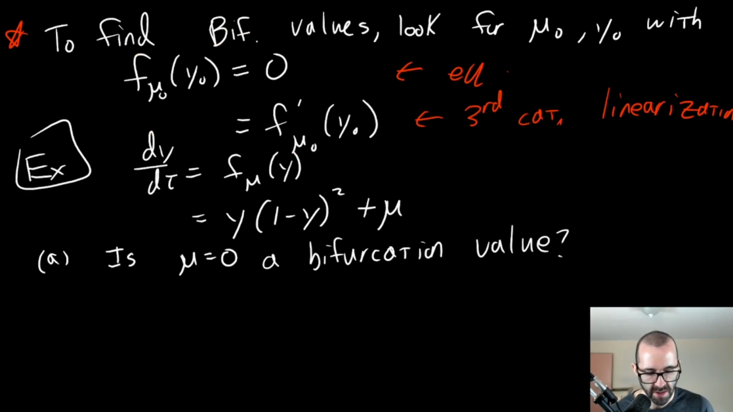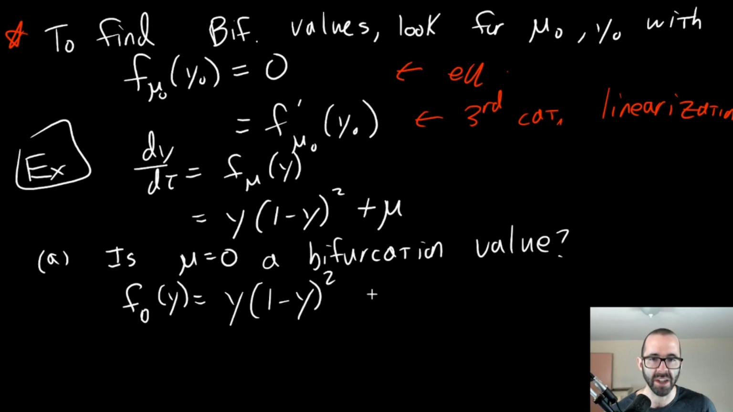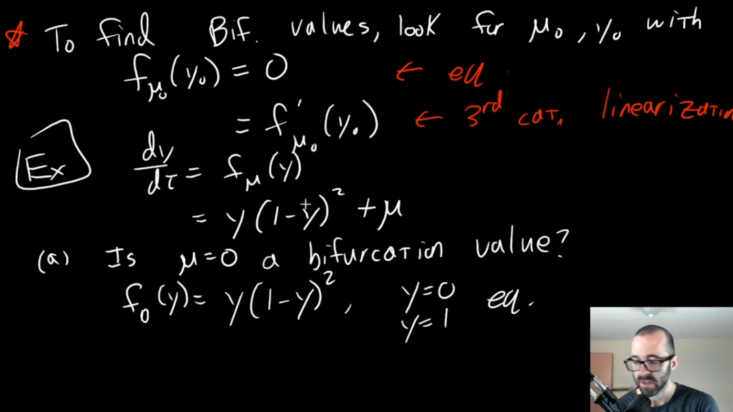So let's check. What are the equilibria at mu equals 0? Well, mu is 0, so it's specifically going to be f_0(y), which is a very nice equation. We can find the equilibria here, no problem. So the equilibria are y equals 0 and y equals 1. Now let's check that second condition. Is f prime evaluated at those equilibria also equal to 0?